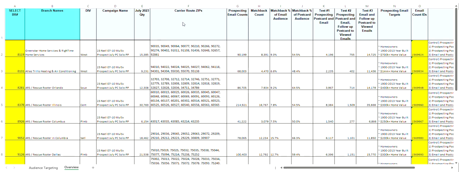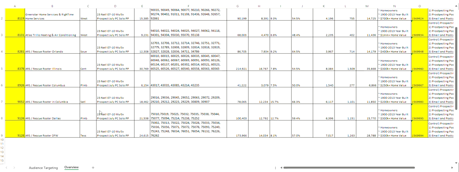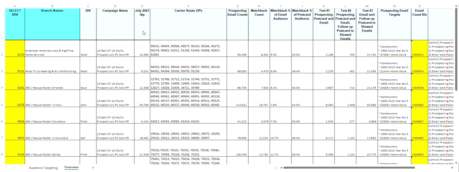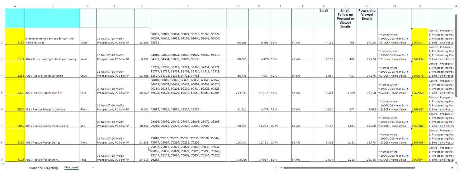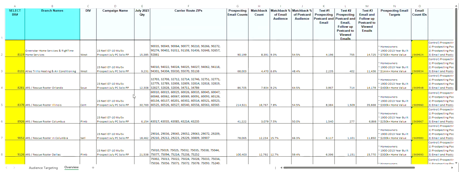Okay, here's a quick overview on how to incorporate prospecting email into the Q3 and Q4 testing program. I used our July prospecting postcards and selected 8 different branches just to flesh out this testing campaign proposal. Each of the branches I used has a variety of postcard counts because we had different levels of funding for each of these branches.